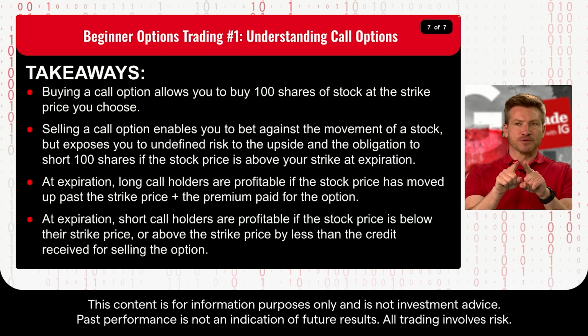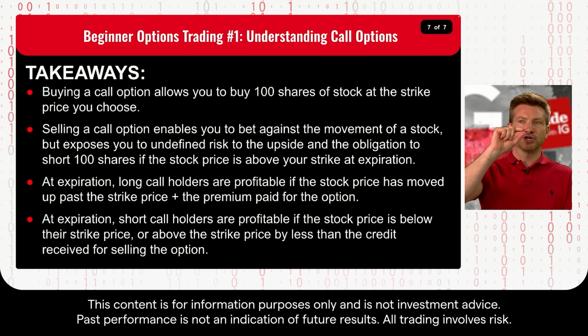At that expiration, long call holders are profitable if the stock has moved up past the strike price, plus the premium paid, plus your entry price, that is, into the position. At expiration, short call holders are profitable if the stock price is below their strike price or above the strike price by less than the credit received.